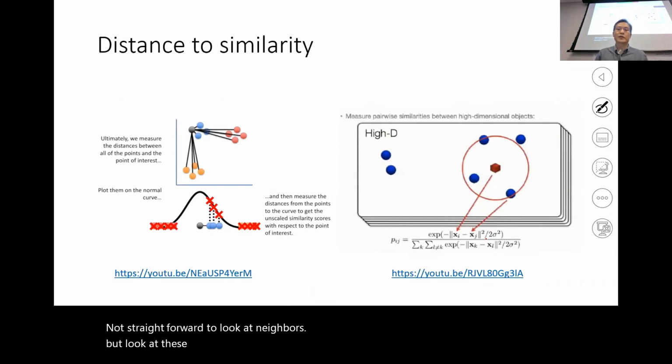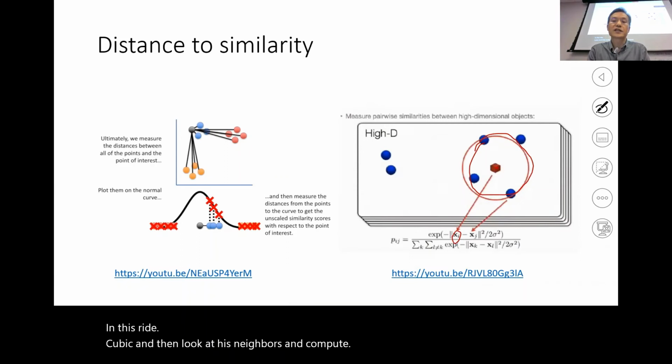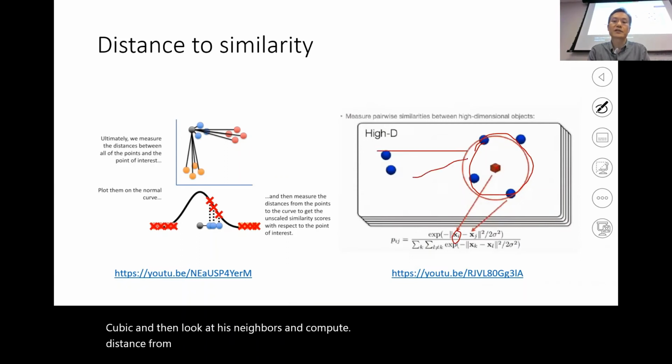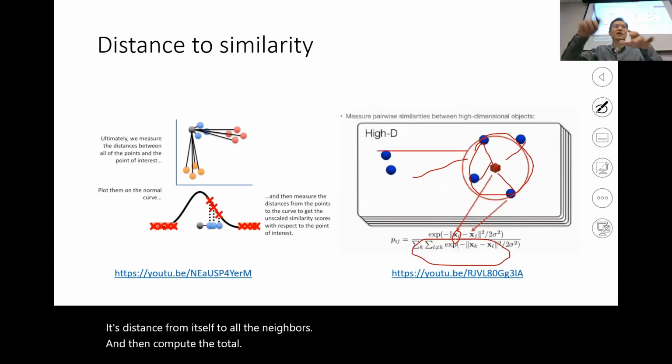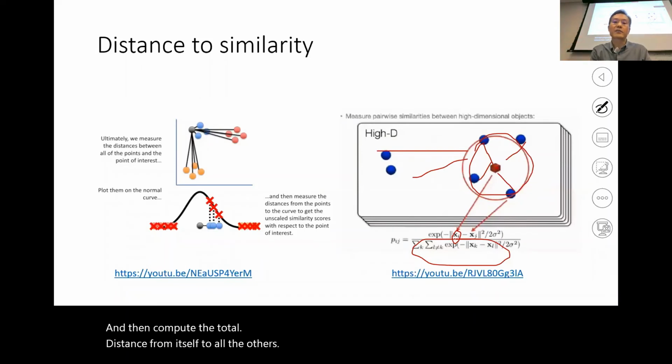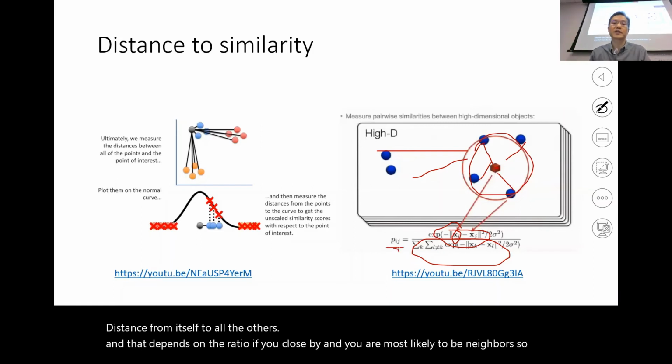So in this case, we have an example in high dimension. You have an object, this red cube, and then look at its neighbors and compute its distance from itself to all the neighbors, and then compute the total distance from itself to all the others. And it depends on the ratio. If you are close by, you are most likely to be neighbors, so you compute this P.